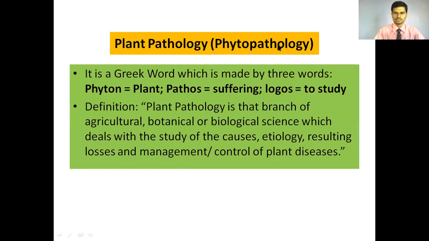First terminology, phytopathology. It is actually a Greek word. If we split phytopathology, phyton means plant, pathos means suffering, and logos means to study. That means plant pathology is that branch of agricultural, botanical, or biological science which deals with the study of the causes, etiology, resulting losses and management or control of plant diseases.